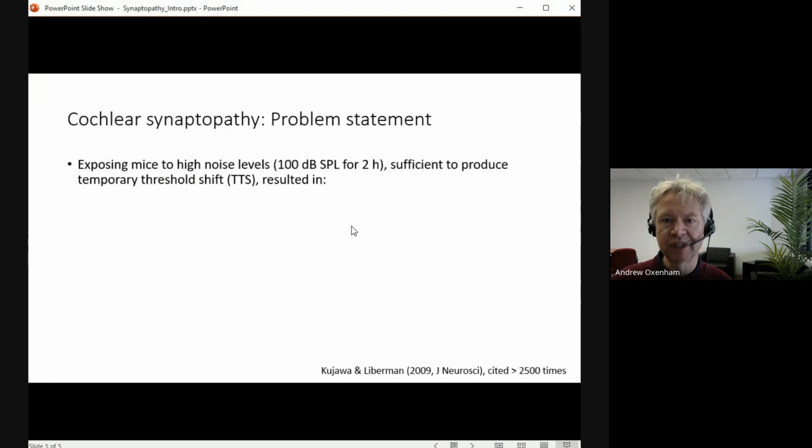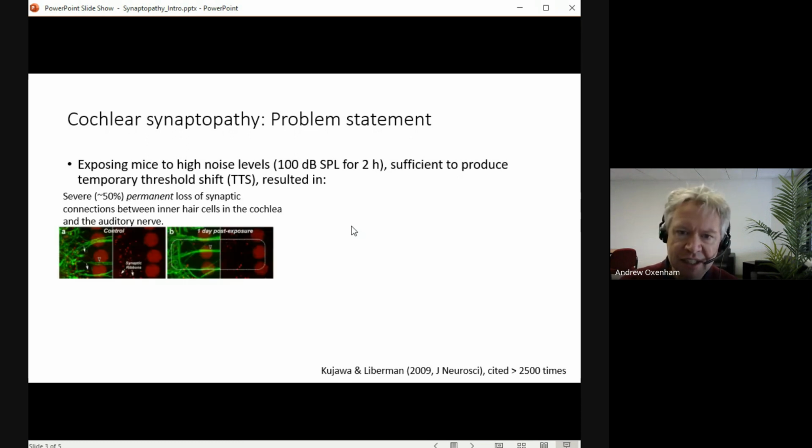To set up the topic, this idea of cochlear synaptopathy is still relatively new. I think it's fair to say the whole field was kicked off by a paper by Kujawa and Liberman back in 2009, which showed that exposing mice to high noise levels sufficient to produce temporary threshold shift resulted in a severe permanent loss of synaptic connections between the inner hair cells and the auditory nerve.